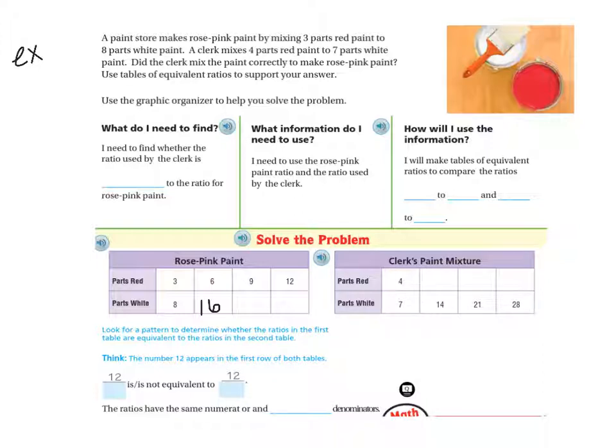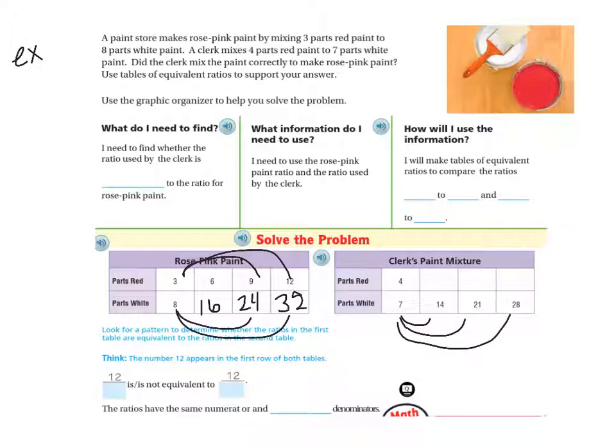And then I'm going to multiply the original number by 3, which leaves me with 24. And here I'm going to multiply by 4 to give me 32. Now, what I'm looking for is, hopefully, an equivalent fraction here, and then the clerk would have mixed the paint correctly. If there's none that match, then he did not mix it correctly. So, looks like they're adding 7 each time here, or multiplying by 2, 3, 4. So I'm going to multiply this by 2, which is 8. Multiply by 3, which is 12. Multiply by 4, which is 16.